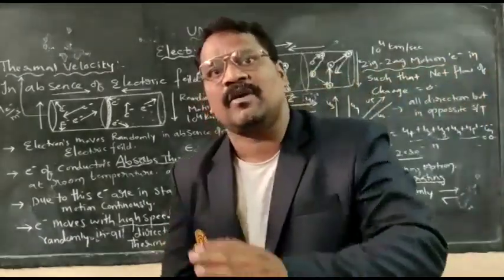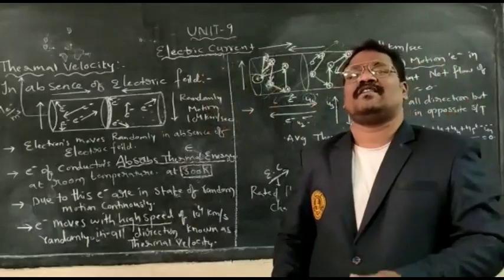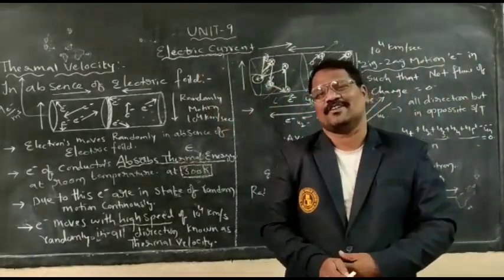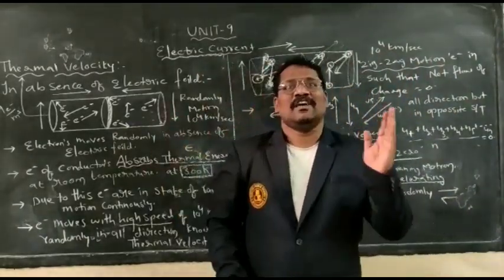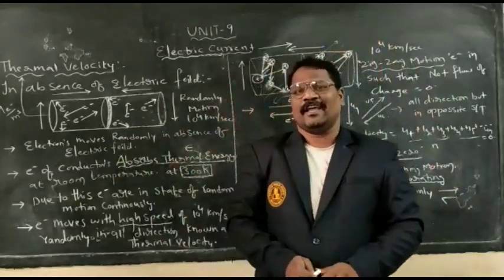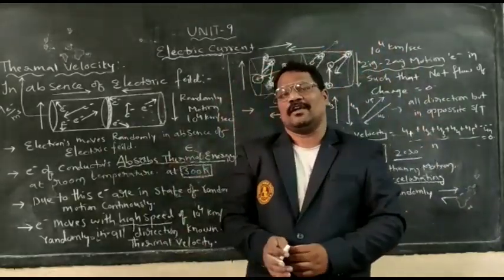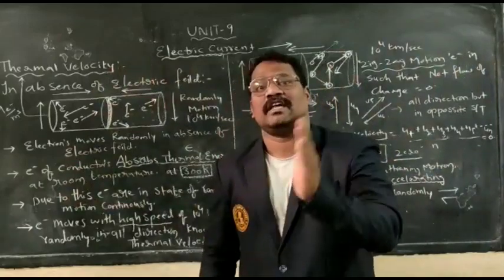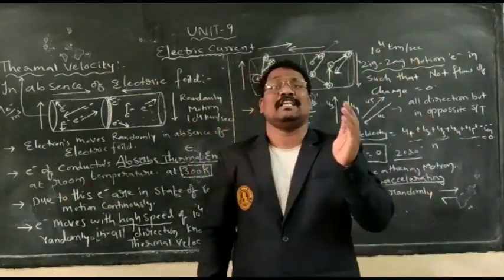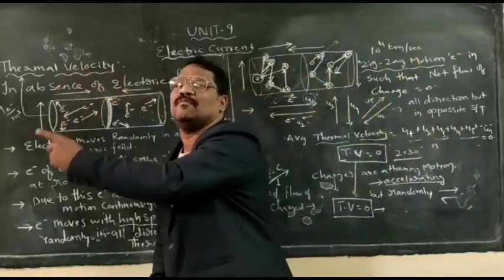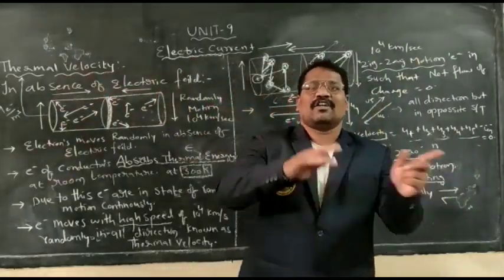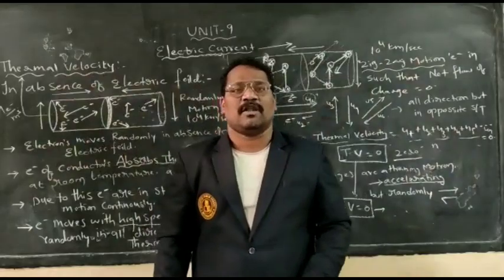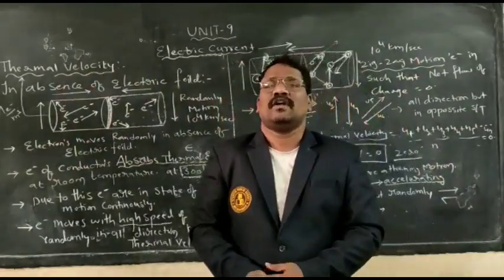Then how will current flow take place? By means of another velocity I mentioned. What is that velocity? Drift velocity. When we apply an electric field, in the presence of the electric field, if we allow charge carriers to attain one motion, that motion is drift velocity. Then the flow of charges will take place. How that flow of charges takes place, we will discuss in the next video.